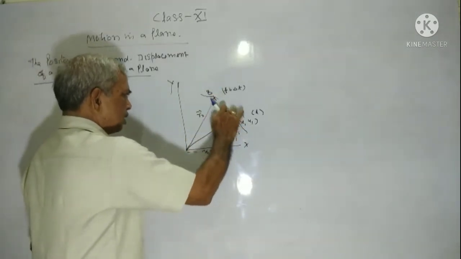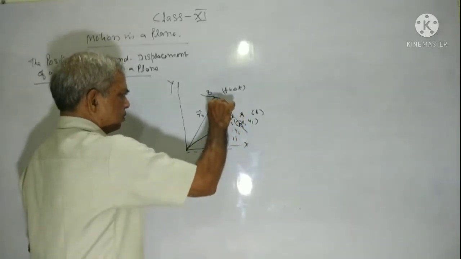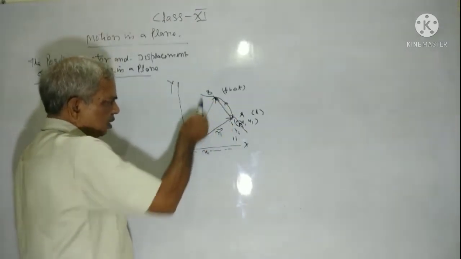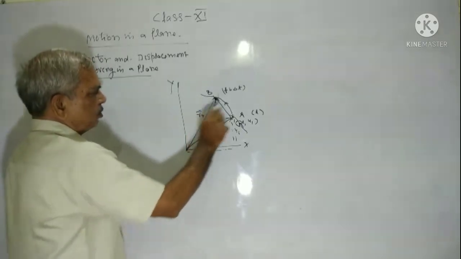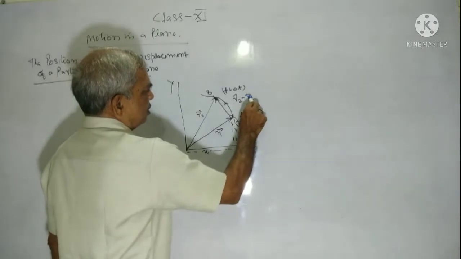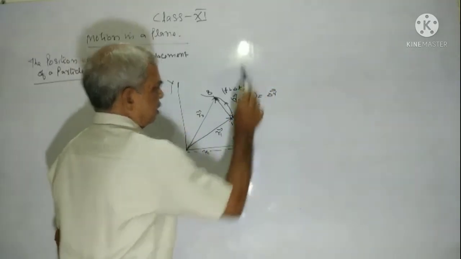Now the position vector from A to B is R2 vector minus R1 vector, which is equal to delta R vector.